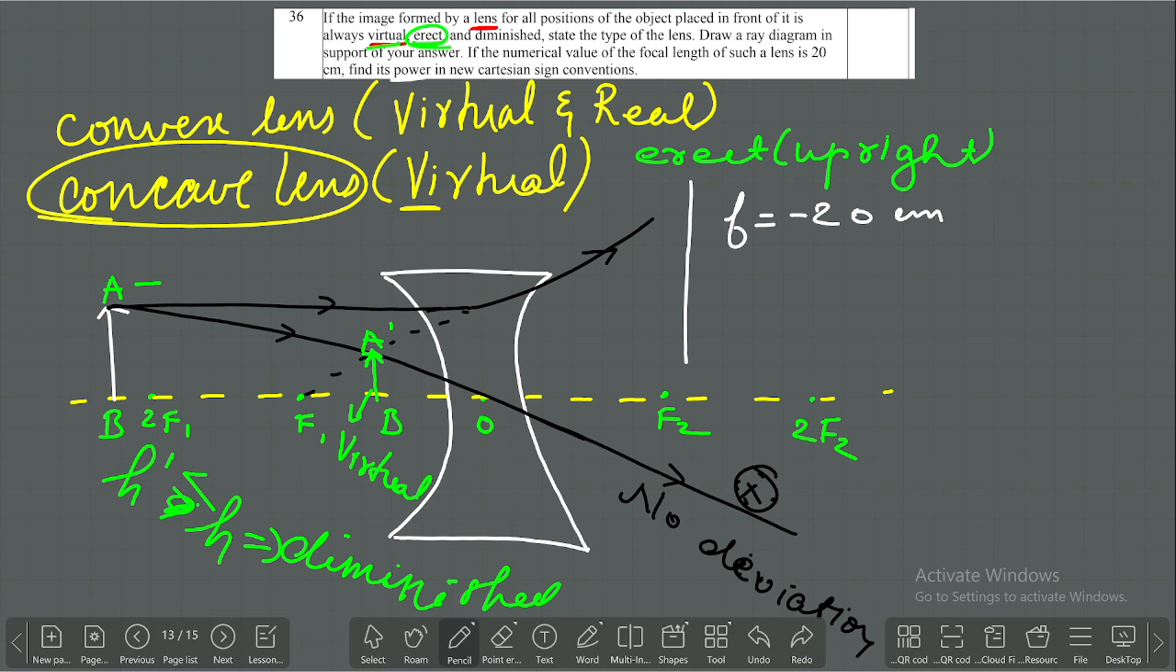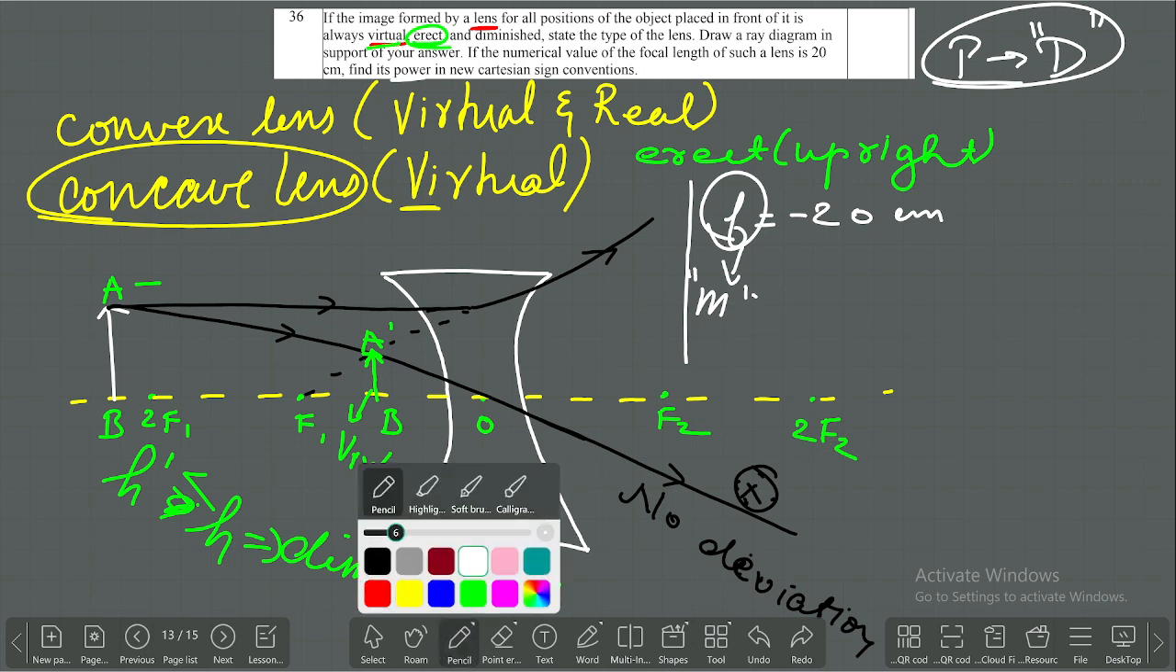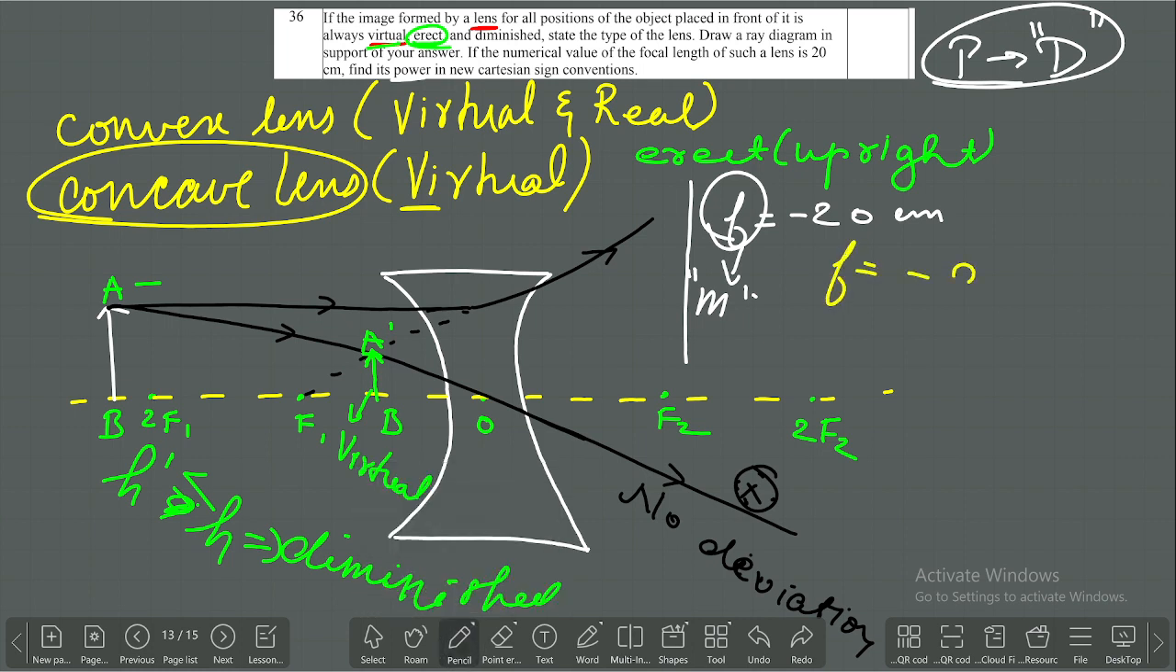We all know that the unit of power is diopter. Whenever you express power in diopter, the focal length must be in meters, but here they gave it in centimeters. First let us convert that centimeter into meter. So f is equal to minus 20. In order to convert from centimeter to meter, we divide the given number by 100. The zeros will get cancelled, so f is equal to minus 0.2 meter.